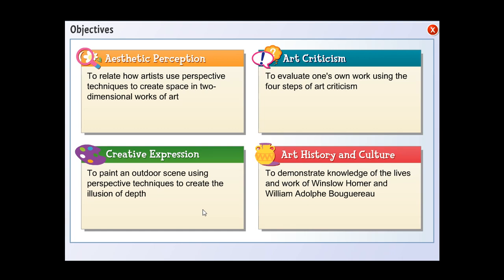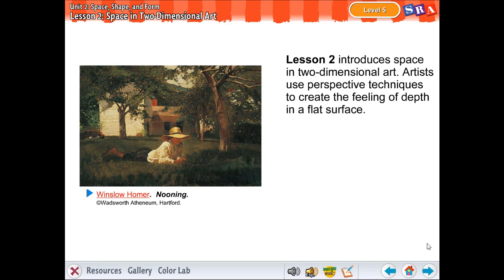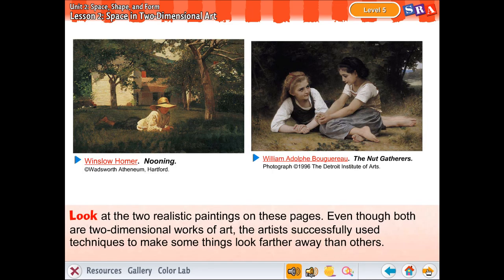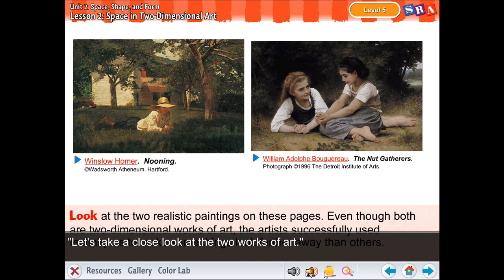And for the art history and culture, you're going to demonstrate the knowledge of the lives and the works of 2 artists, Winslow Homer and William Adolphe Bergerot. So, look at these 2 realistic paintings on these pages. Even though both are two-dimensional works of art, these artists successfully use techniques to make some of the things look further away than others. Let's take a close look at the 2 works of art.